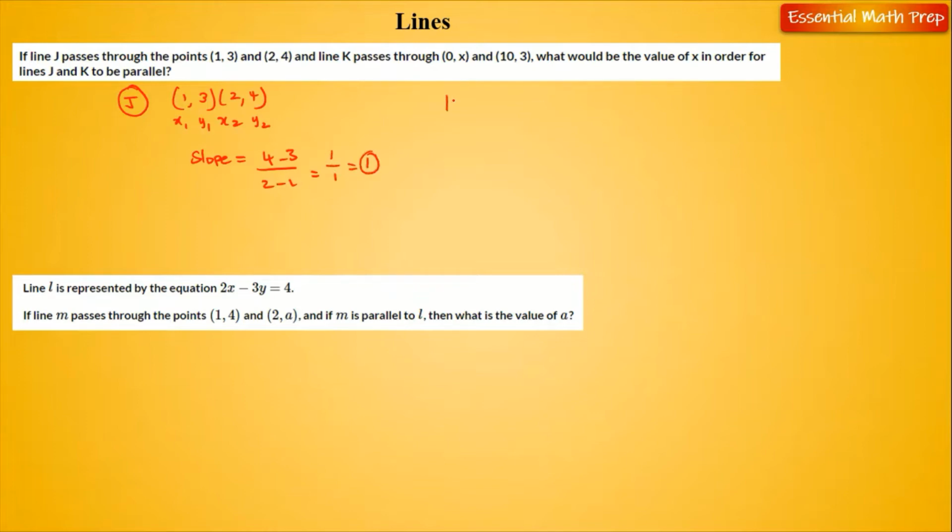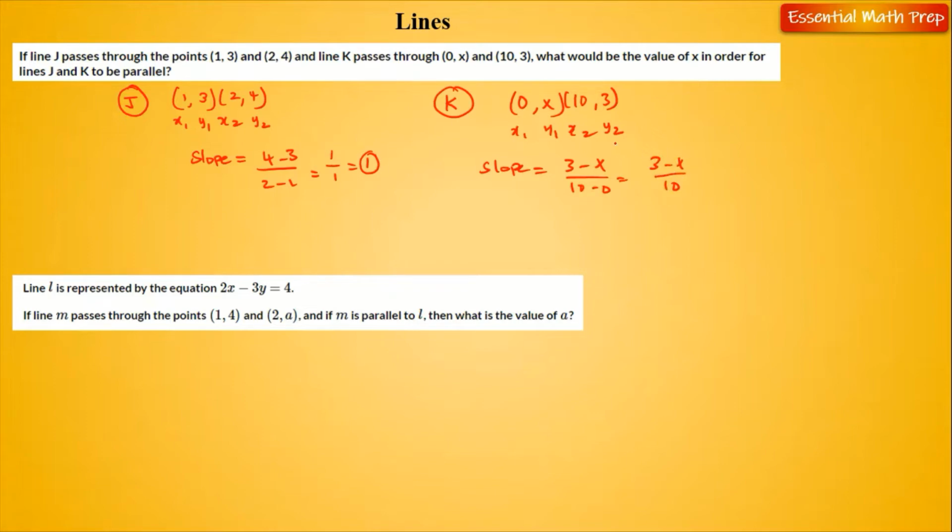And for line K, the ordered pairs are (0, x) and (10, 3). That translates as x1, y1, x2, y2. So the slope will be 3 minus x over 10 minus 0. That will be 3 minus x over 10.